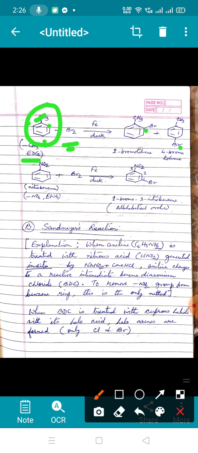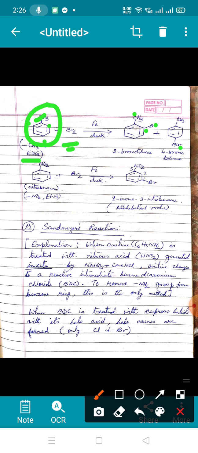Now why para products are major products? Because you see the two groups are very close to each other, so there will be a lot of electronic repulsion. As you know, each bond is made up of electrons, so the more the groups are close to each other, they will suffer electronic repulsion because electrons are like charges. However, in the para position they are quite far from each other, so experience less repulsion, hence they are more stable. Now you see the mixture of products we get here is 2-bromotoluene and 4-bromotoluene, in other words ortho-bromotoluene or para-bromotoluene.